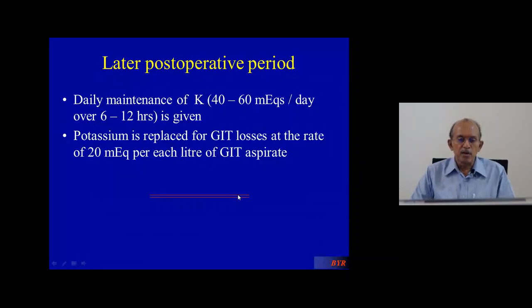In the later post-operative period, daily maintenance of potassium 40 to 60 mEq per day is given. Potassium is replaced for GIT losses at the rate of 20 mEq for each liter of GIT aspirate.